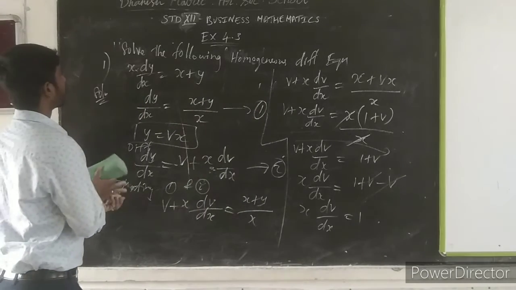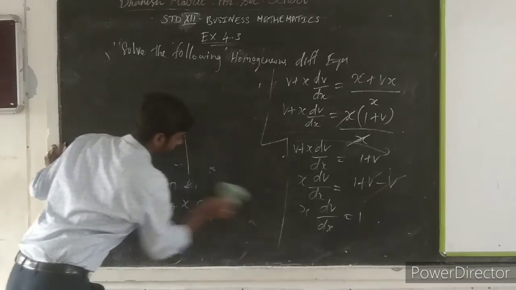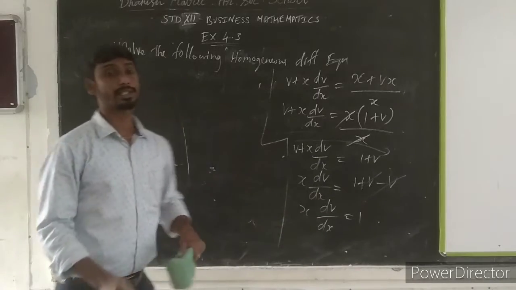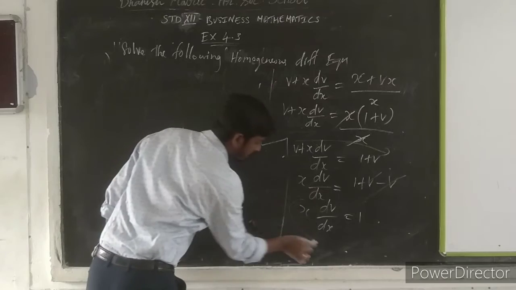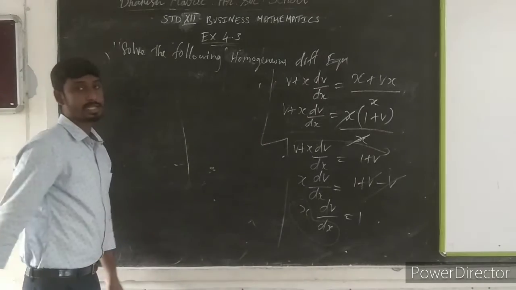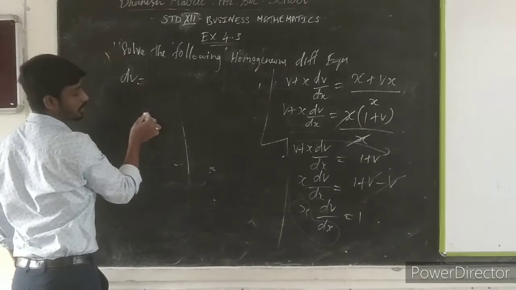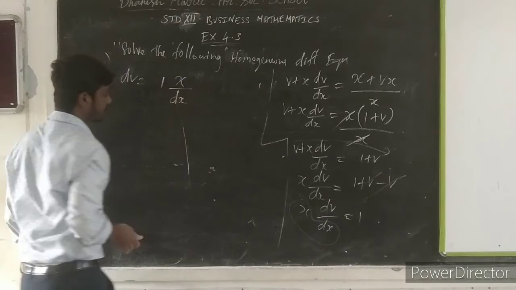Now the multiplication of x goes to the other side and changes into division, in reciprocal form. That will be dv is equal to 1 into x divided by dx.